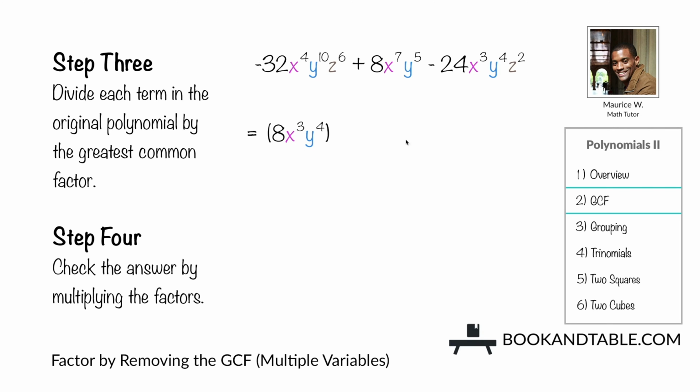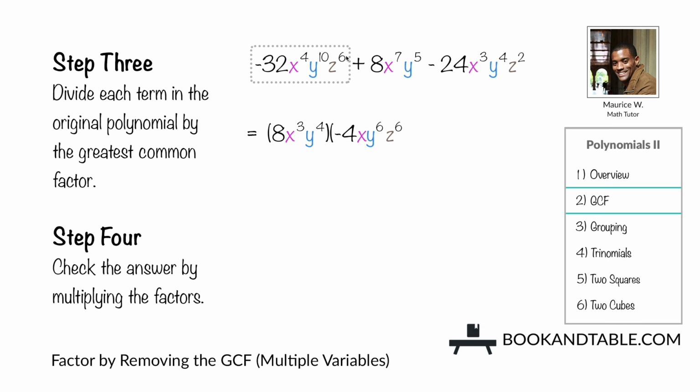And now we can figure out the second factor by dividing each term in the original polynomial by the greatest common factor, 8x cubed y to the 4th. When we do so, we get negative 32 divided by 8 would give us negative 4. X to the 4th divided by x cubed is equal to x to the 4 minus 3, which is x to the 1, or just x. We then look at our y's. Y to the 10th divided by y to the 4th is equal to y to the 10 minus 4, which should be y to the 6th.